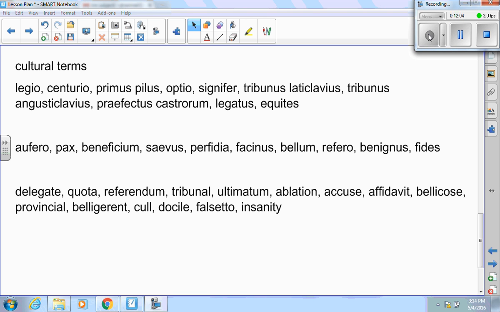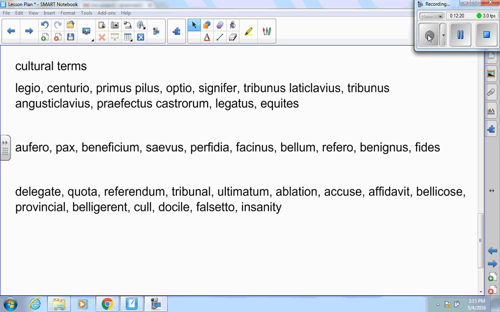And then Equites is a lower social class. Originally, they were cavalrymen. Now, they weren't like slaves. They were upper class people. They actually become knights in our British realm. They were the horsemen, the cavalry.